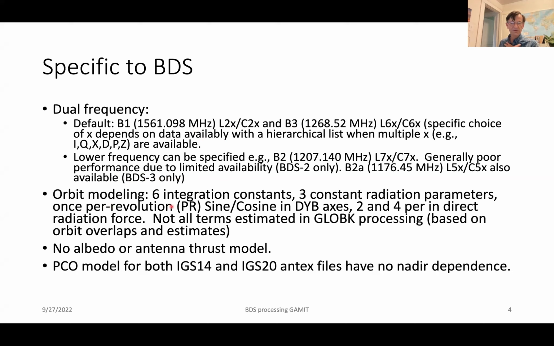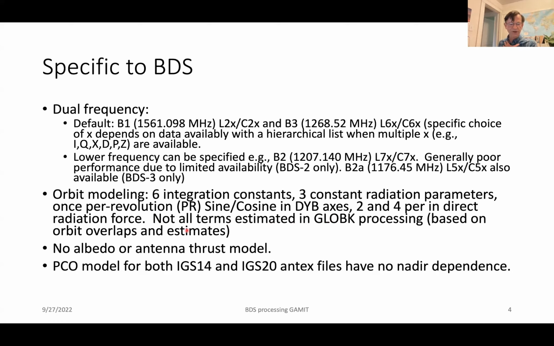For orbit modeling, we use 6 integration constants for each satellite. We have 3 constant radiation pressure parameters, and then once per revolution terms, which we apply to all 3 axes: the direct, the y-axis, and then the orthogonal b-axis. We also have 2 and 4 times per rev terms in the direct radiation force. Now, we estimate all of those in the phase processing, but that's a very loose orbital solution. And so when we propagate the system into the GLOBK system, we typically force a number of those parameters to just have 0 a priori contribution.